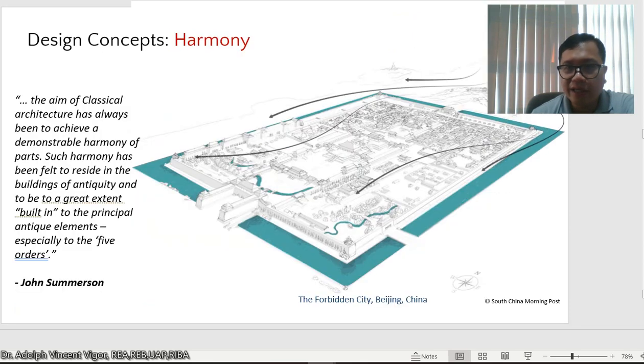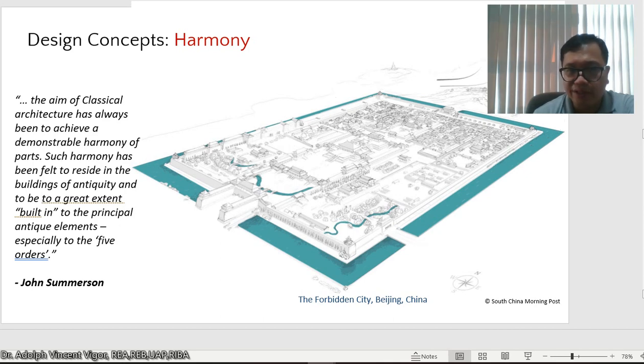Then another design concept is harmony. The aim of classical architecture has always been to achieve a demonstrable harmony of parts. Such harmony has been felt to reside in the buildings of antiquity and to be to a great extent built into the principal antique elements, especially the five orders. So this is the Forbidden City of Beijing, China.